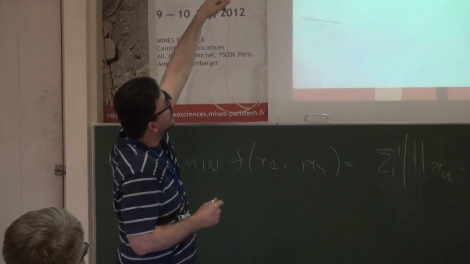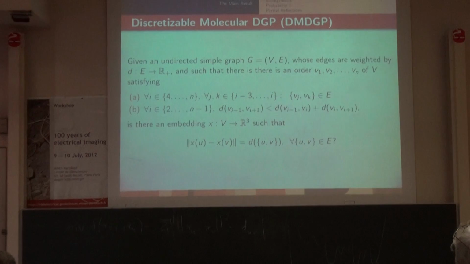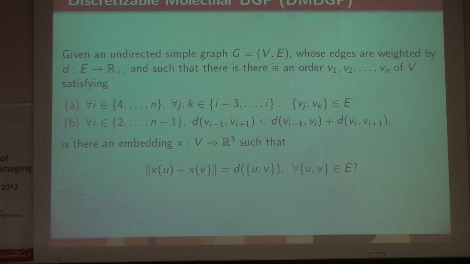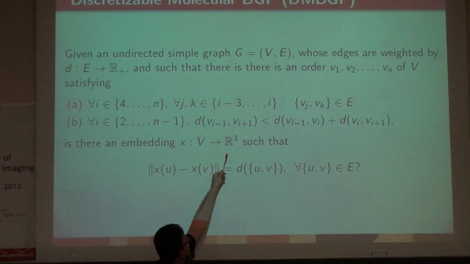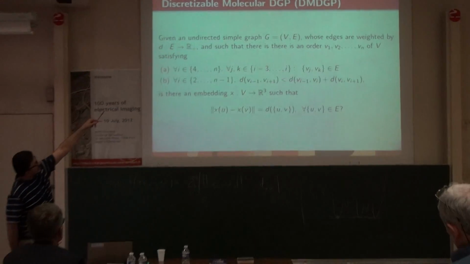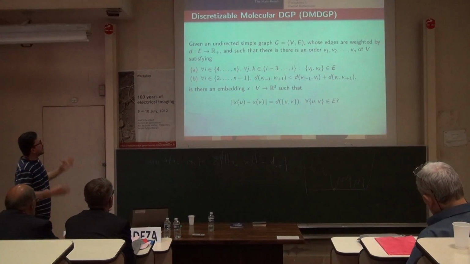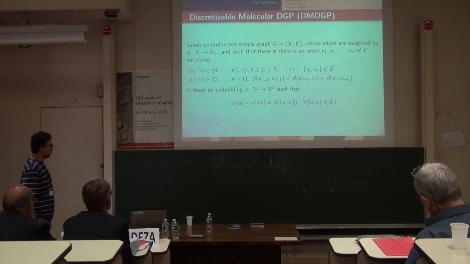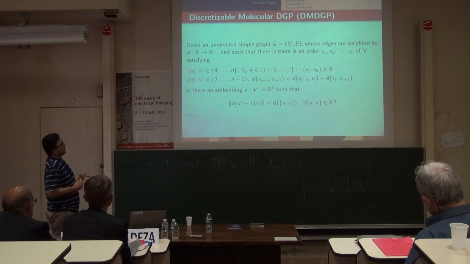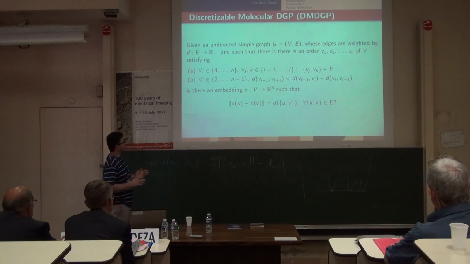So in this case, it means that the search space can be finite, and this is why we put the name discretizable. And since we are interested in protein structure, we fix the dimension. We are interested in the space, and this is why we put the name molecular. So this is a class of subinstances of the distance geometry problem, and we call it DMDGP. If there is an instance of the distance geometry problem and an order satisfying these two hypotheses, we can prove that the search space is finite.